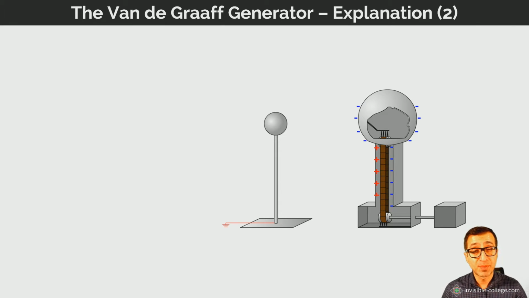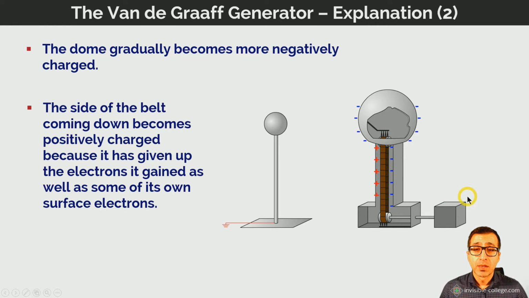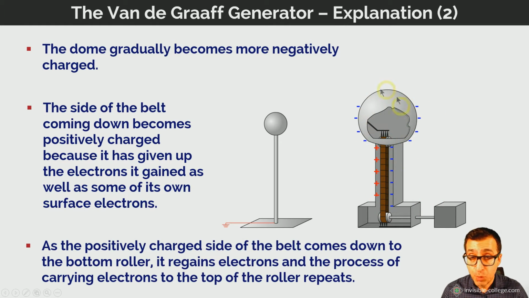The dome, obviously, because it's building up electrons, will eventually become more and more negatively charged. Now again, in contrast, the side of the belt that's coming downwards here is electron deficient. It's positively charged because it's given up a lot of electrons to the brush here and to the dome. Now as the positively charged side of the belt comes down to the bottom roller, it will again regain electrons from the comb and then will carry them back up, and so the process continues, building up more and more negative charge on the surface of the dome.